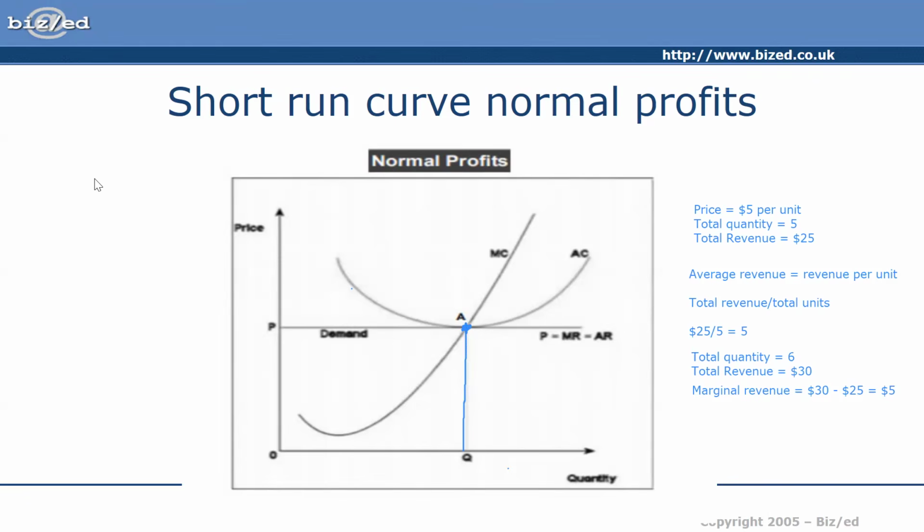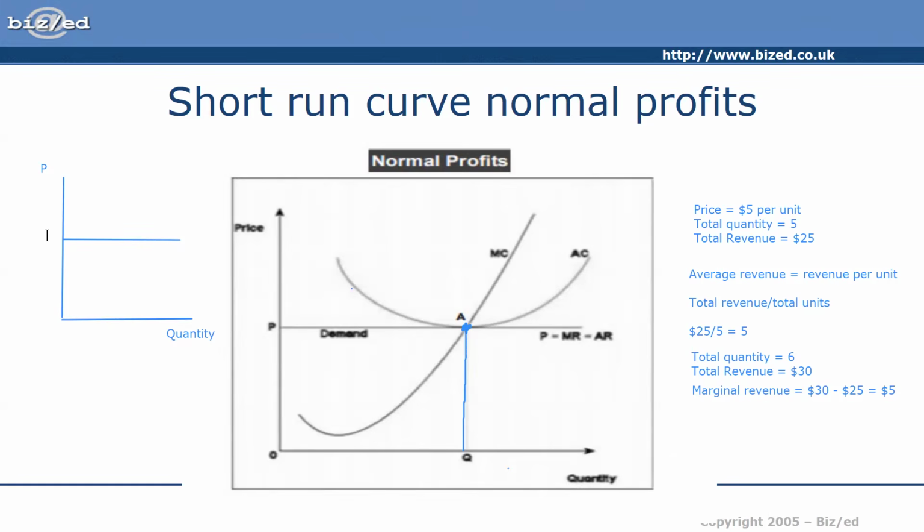So I have my y-axis and my x-axis. This is price, this is quantity. Under perfect competition, this is what the demand curve would look like. It would be a straight line because they have no control over price. When price remains the same, quantity demanded could change.